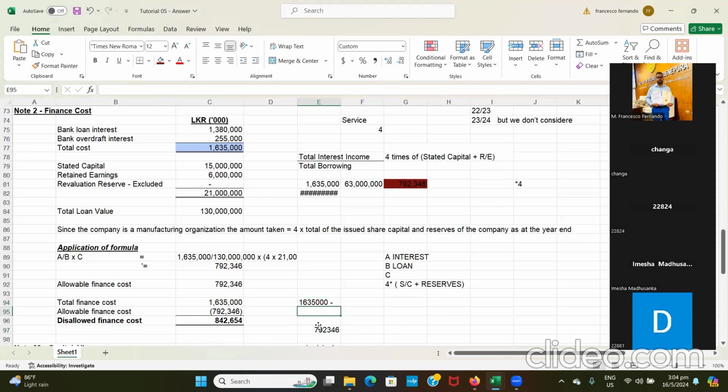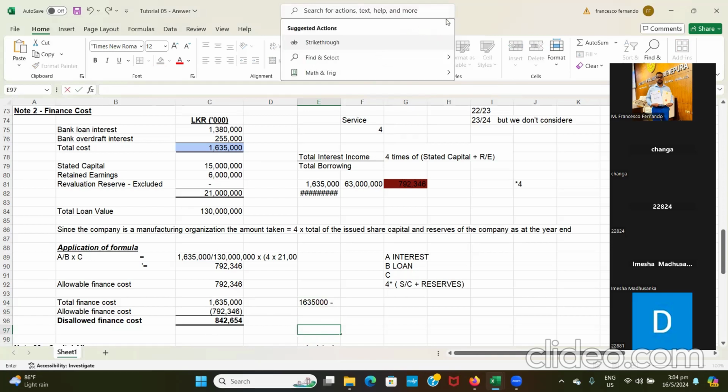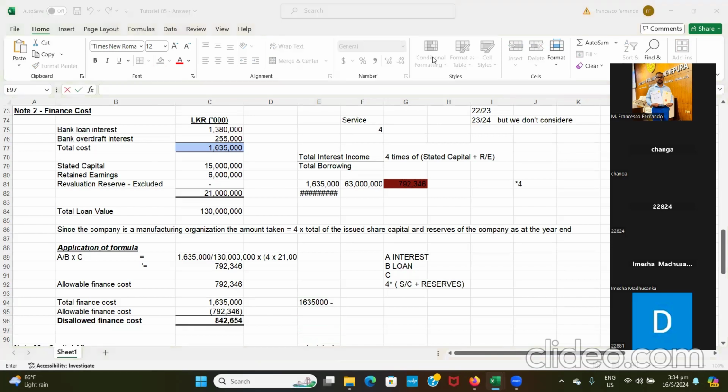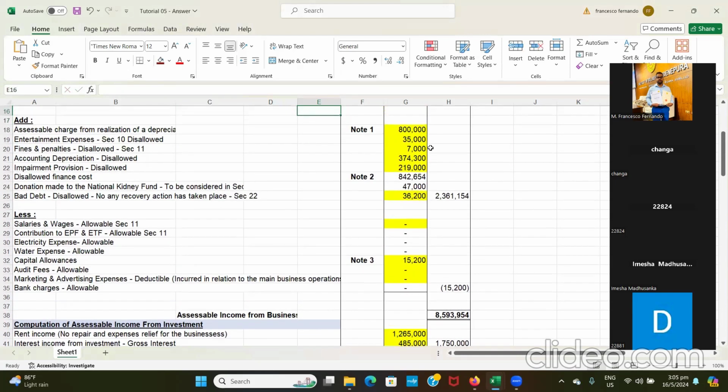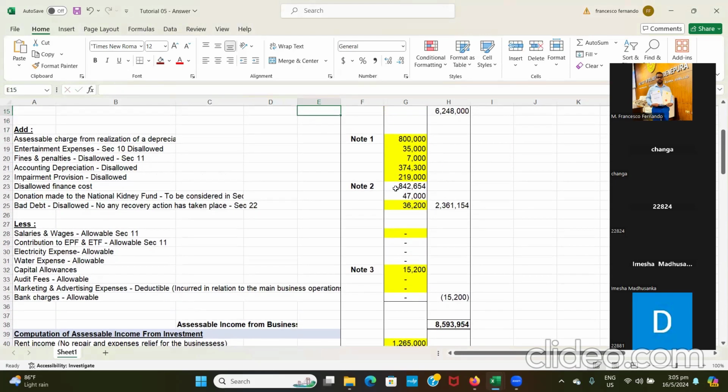Now again, I am telling you this answer is incorrect. You have to multiply it by 4 and get it to make that change. Okay, so then this is coming under the disallowable one. Disallowed finance cost, right? So this is also done.